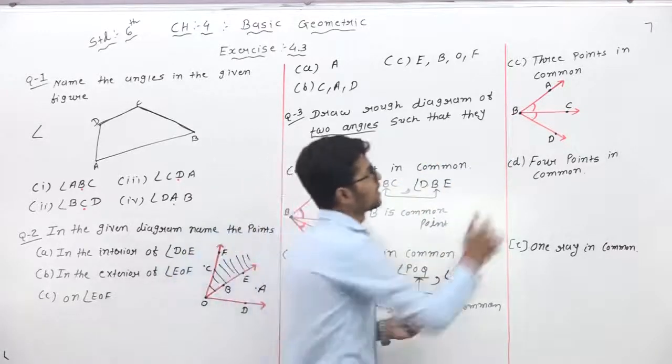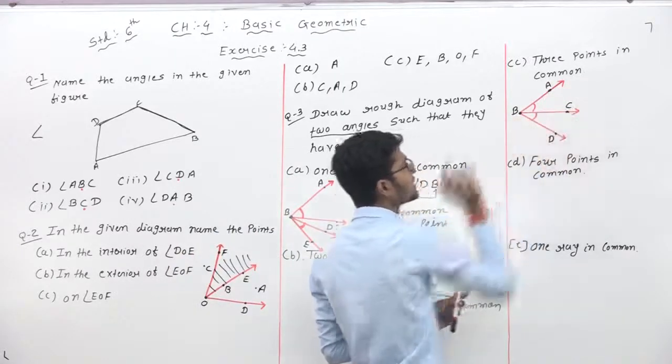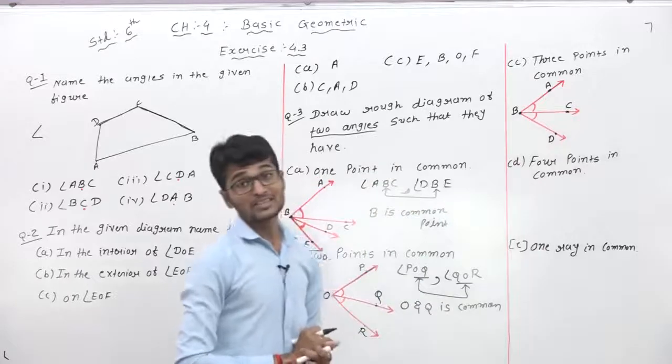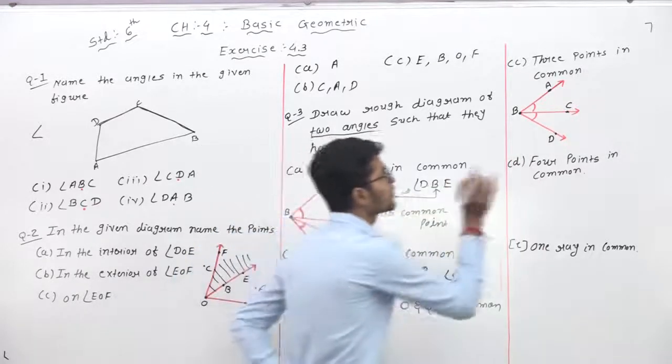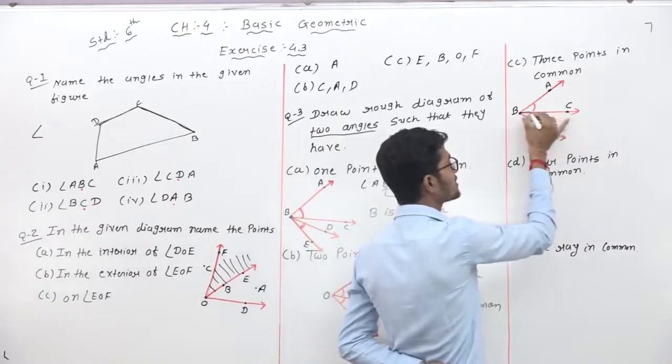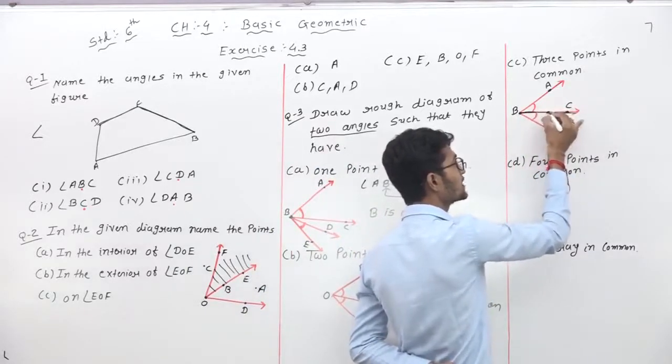So dear students, in this type of figure, how many common points are there? Only 2. Here is the first angle A, B, C, angle C, B, A. So C and B, two points are common. But in this question, how many? Three points common. So don't worry. This one is the common line, the common arm to both the angles.